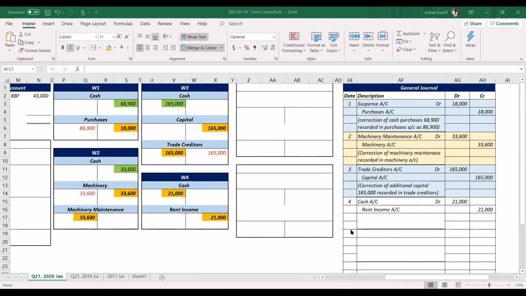The narration: recording the omitted rent income. Recording of omitted rent income of 21,000. That's the fourth error. So can you all do the next?